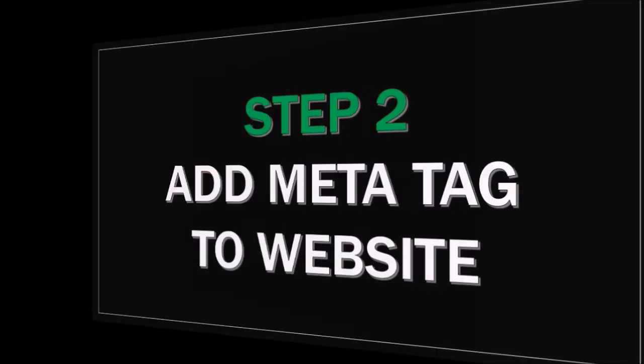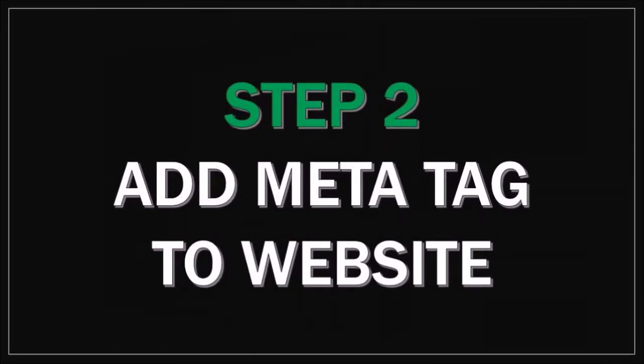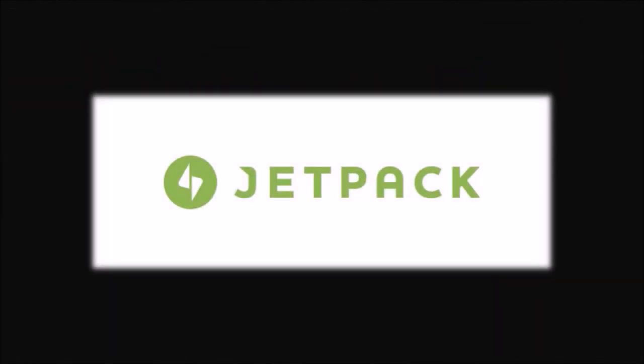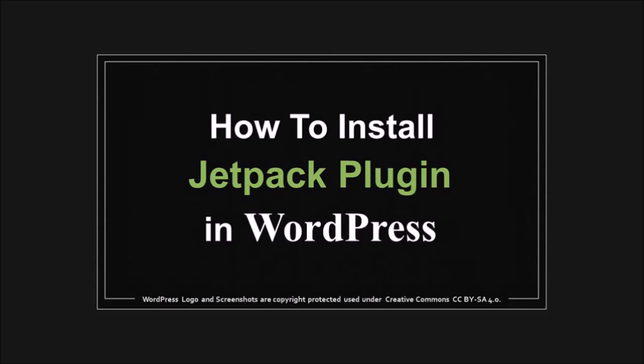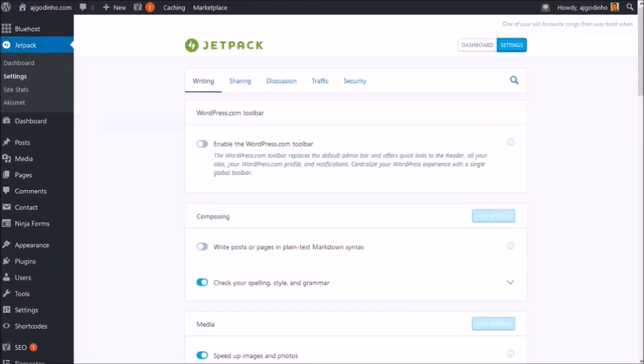So in step number two, you need to add the meta tag into the head tag of your website. And one way to add the meta tag to your WordPress website is to use the Jetpack plugin. I've created a separate tutorial on how to install and activate Jetpack. So once you've installed and activated the Jetpack plugin, log into your WordPress website and you'll see Jetpack in this section. Go to the settings section.